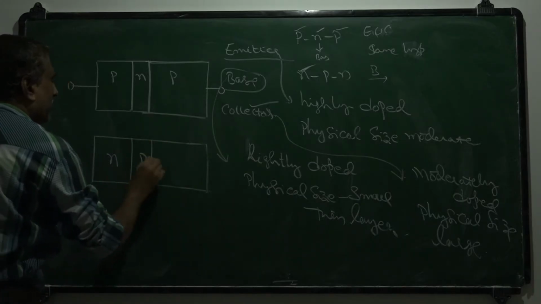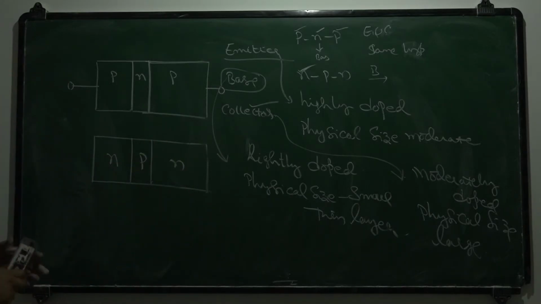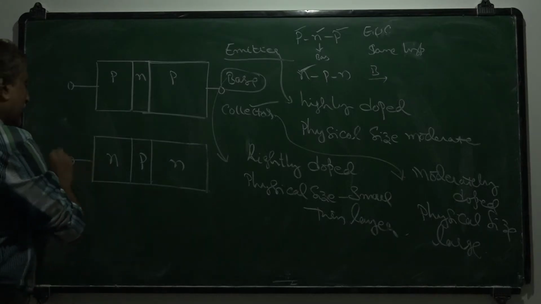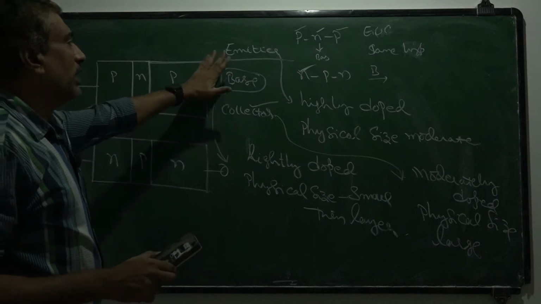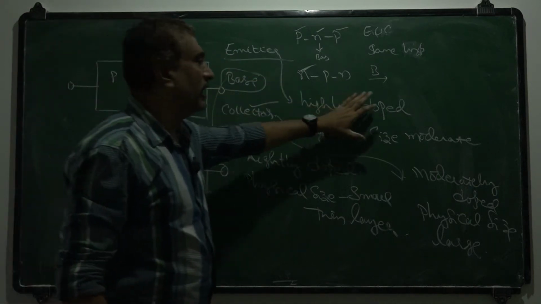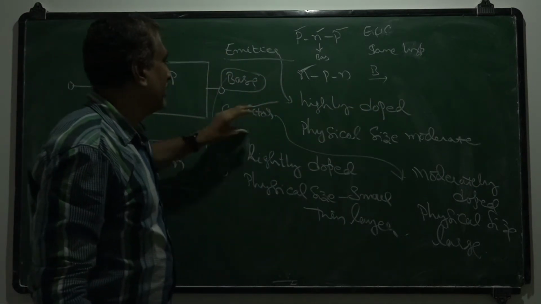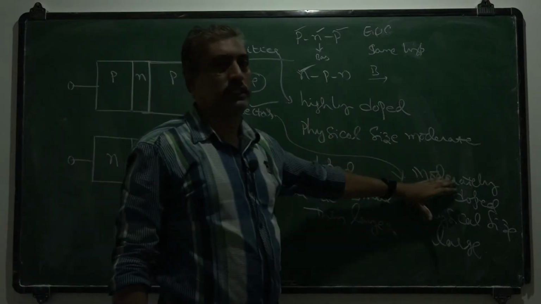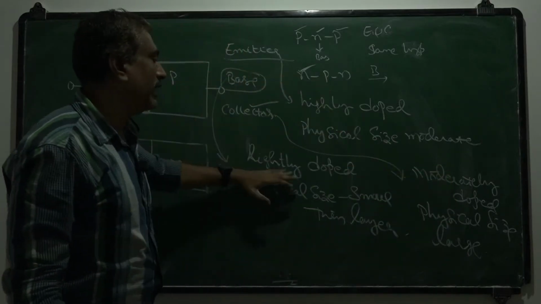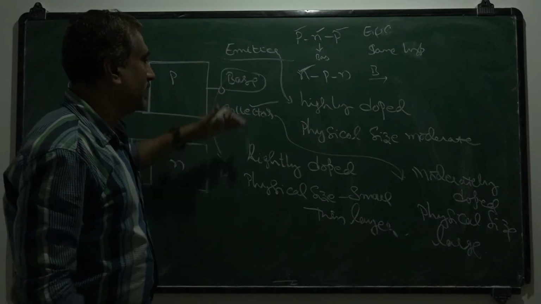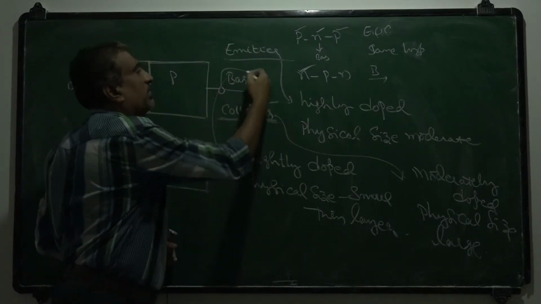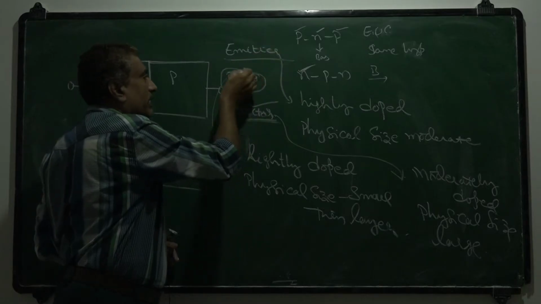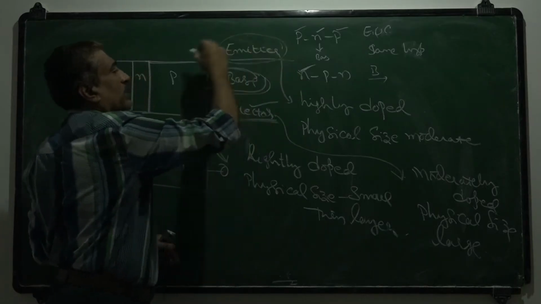N, P, N. Okay. So emitter must be a very highly doped region, collector is a moderately doped region, and base is very lightly doped. About physical size, of these three, the collector is very large compared to the other two, the base is very small, and the emitter is of moderate size.